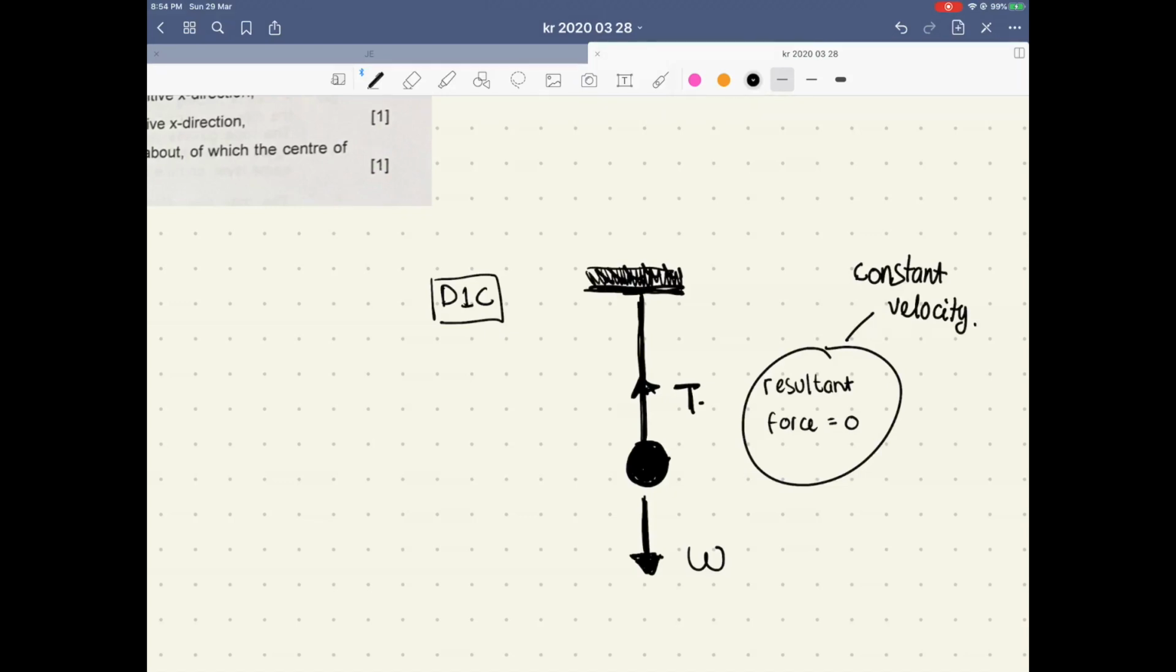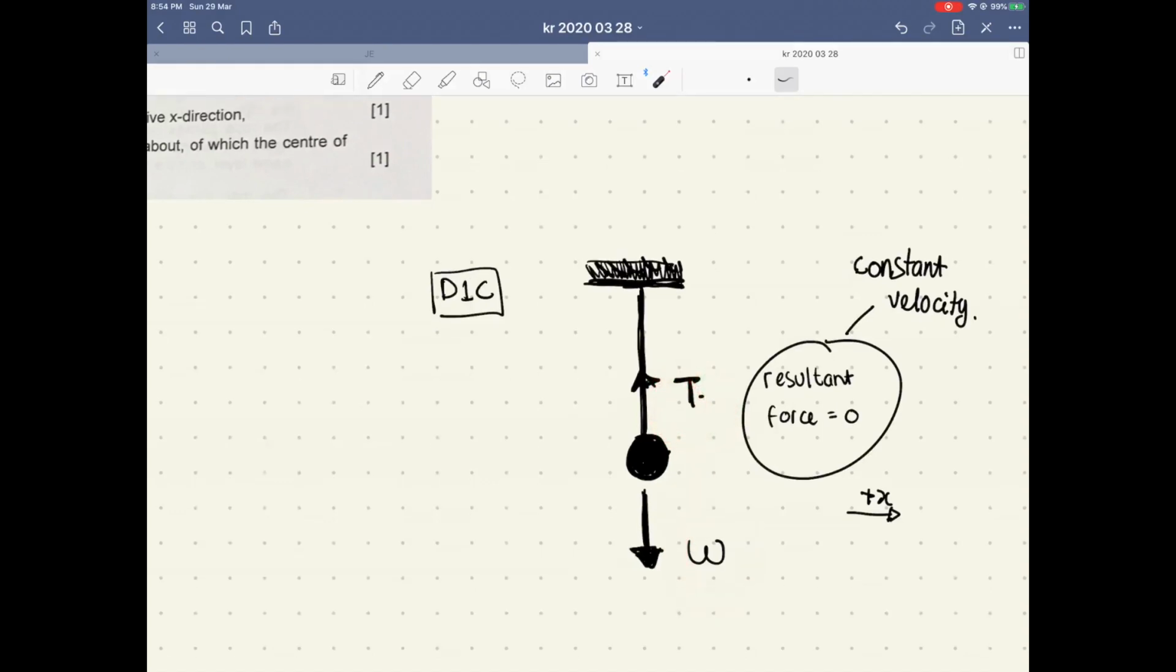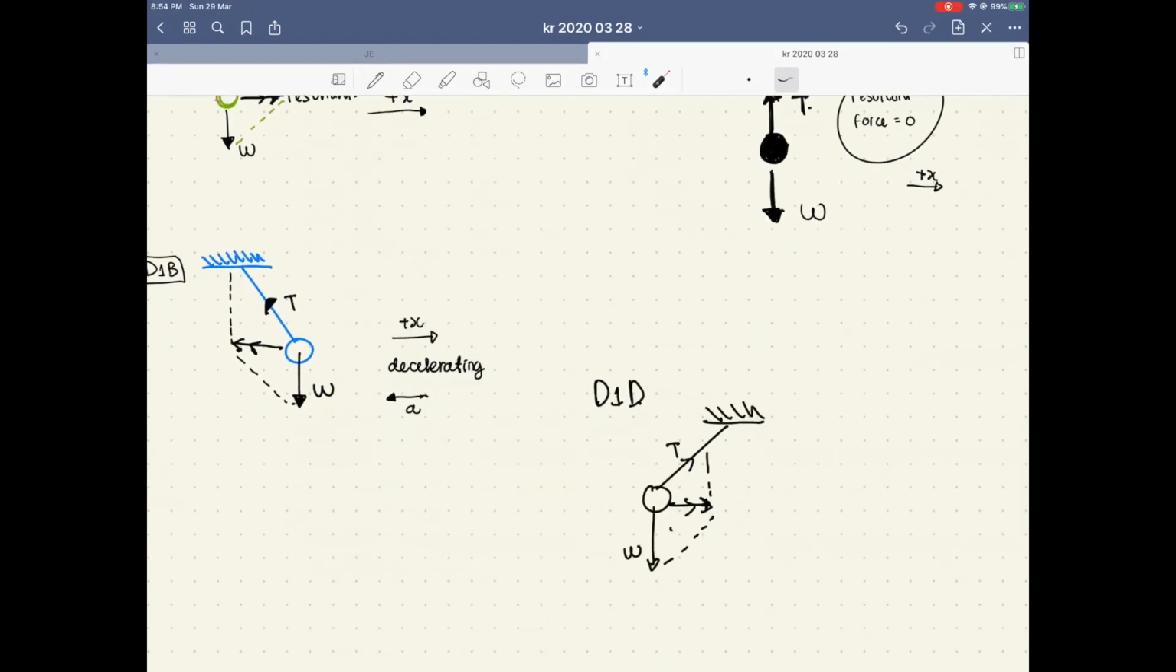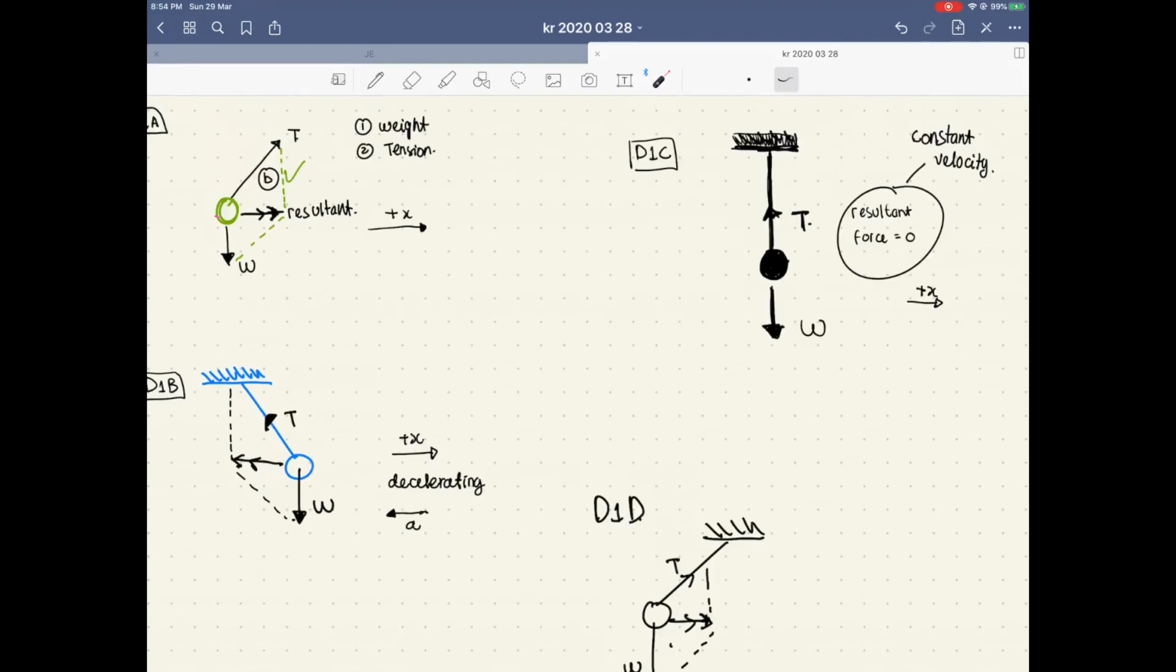That means the positive x-axis is here to the right. The resultant force is zero, so it's just vertical. Weight and tension will be equal. They cancel each other. That's why the resultant is zero. So very easy to draw.